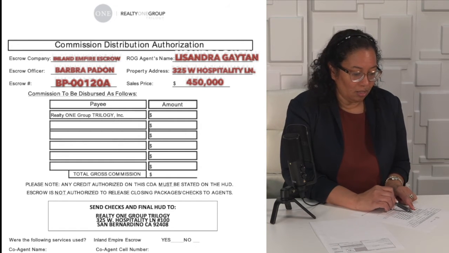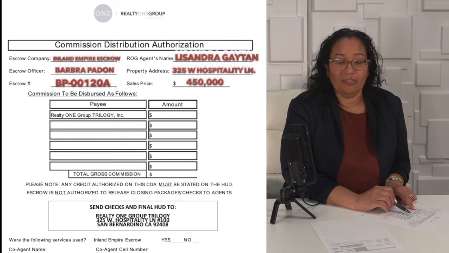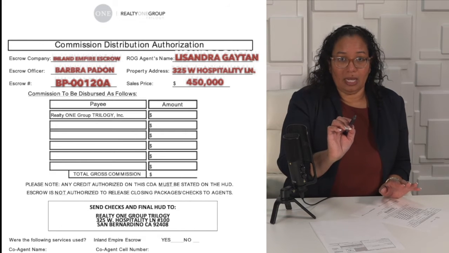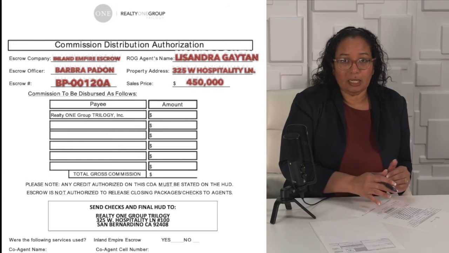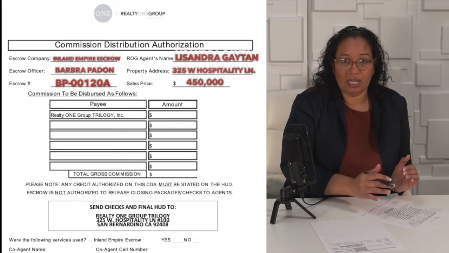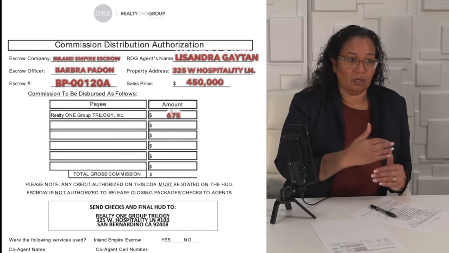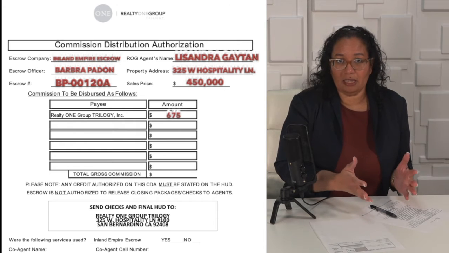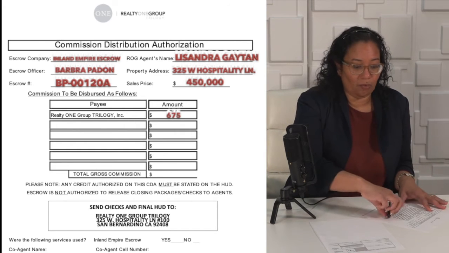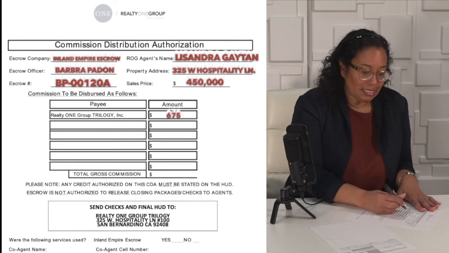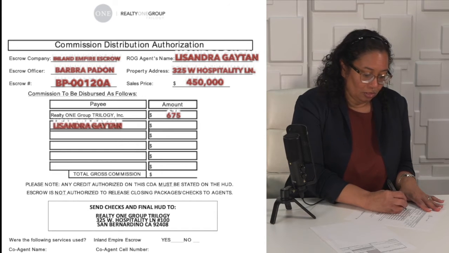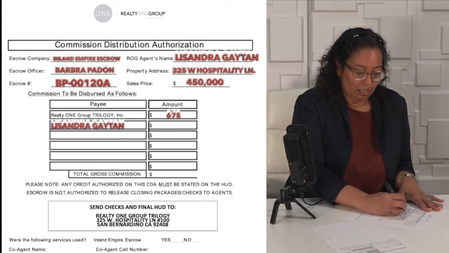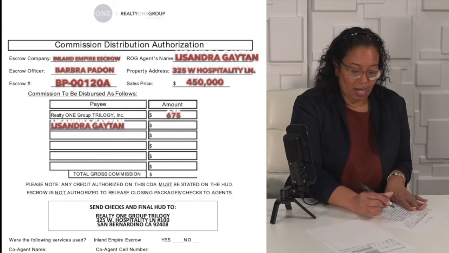Then it says payee and amount. The first line is going to say Realty ONE Group Trilogy Inc. That's where you're going to put the form's amount that you have, and you will send a new form again, updated with all your monthly transaction fee. That's where it's going to go. And remember, it's going to be either $475, $675, or $875, but the first line you fill out with that amount. The second line you fill out with your name. So let's say my name, and then it goes with the second amount.